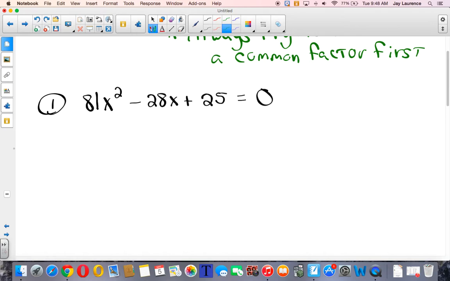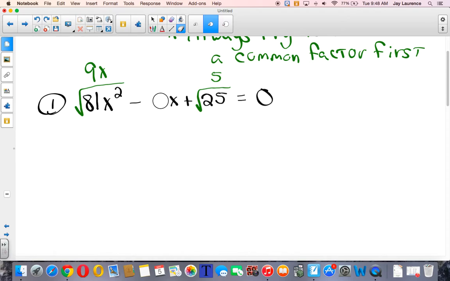So first of all, let me take the square root of this. Is it a perfect square? It sure is. It would be 9x. Now I'm going to take the square root of 25, which is 5. If I multiply them together, it's going to be 45x. If I double that, I get 90x. Notice the 90x does not match the 28. It's actually a mistake on my part. I wanted it to match. As it was written, you could not factor that one, okay? What I need here is a 90x, because I multiply these two together, get 45x, double it, it matches.